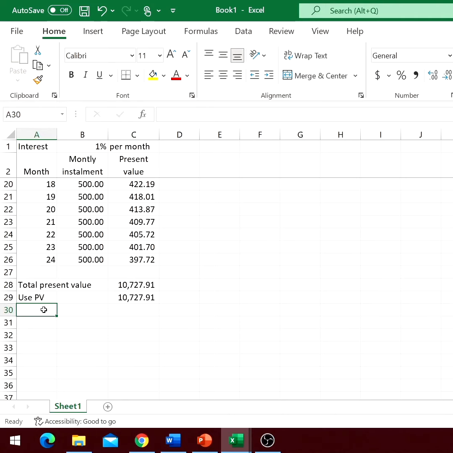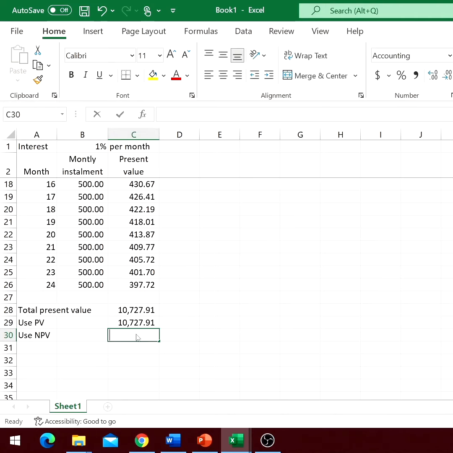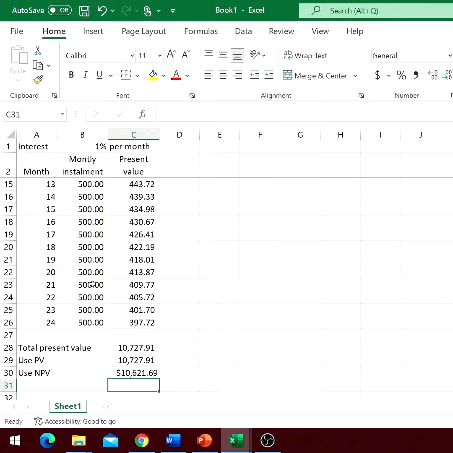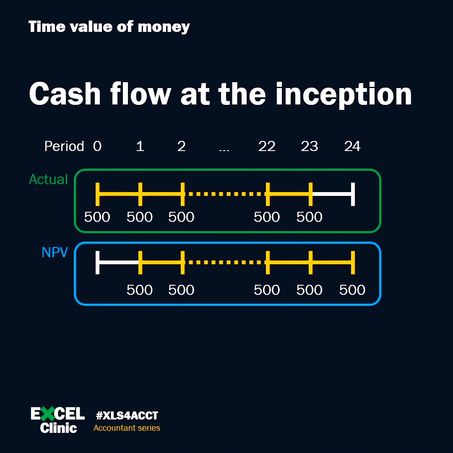Alternatively, or if you have inconsistent installment, you can use the function NPV. Equal NPV. The first argument is the interest rate per period. The second argument is the installments. If your first installment is due at inception, you will notice that there is a difference. The NPV functions assume that the cash flows happen at the end of each period.